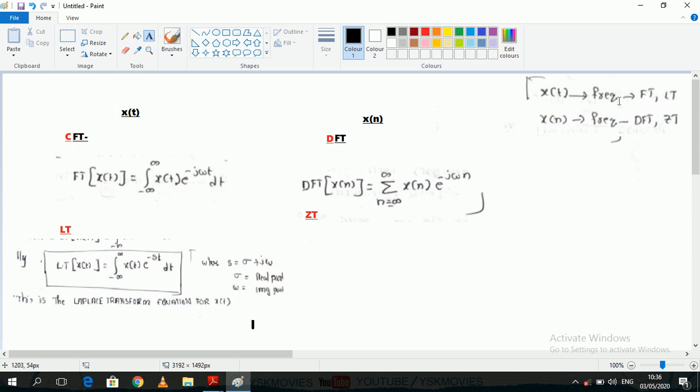If you want to convert them into the frequency domain, we are using the Fourier transform and Laplace transform. If it is x of n, a discrete format, and you want to observe the frequency domain, we go for the discrete Fourier transform and the Z transform.